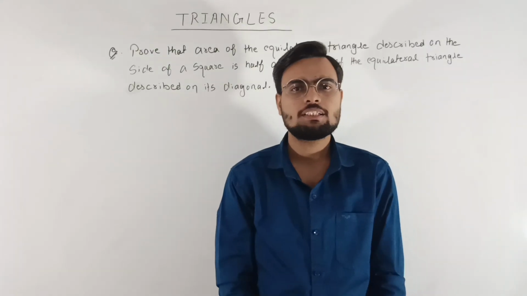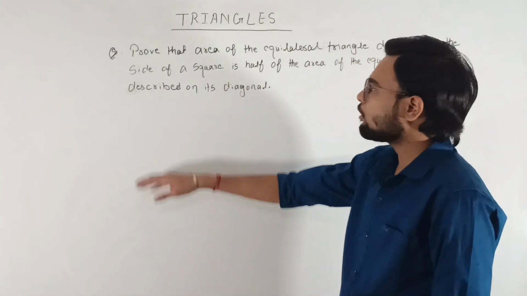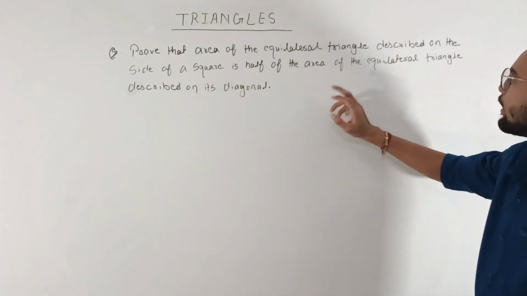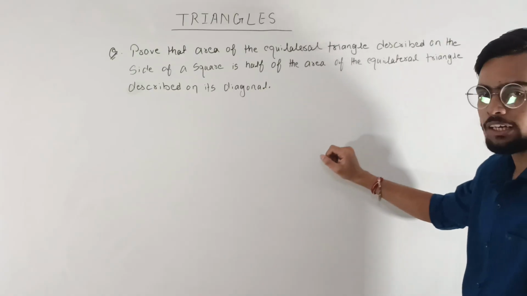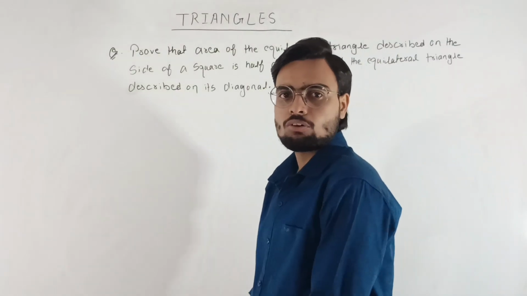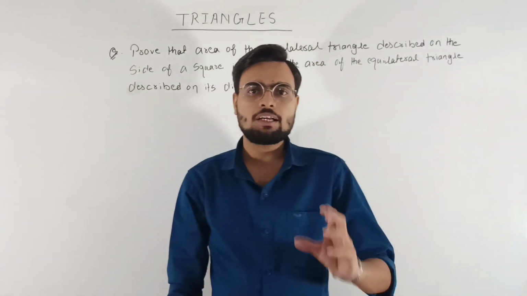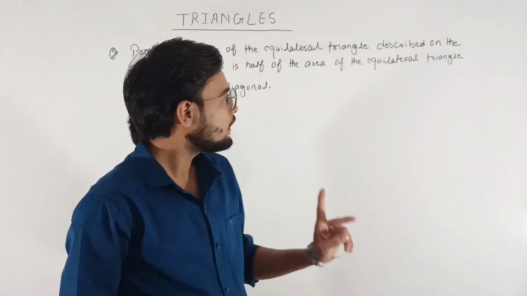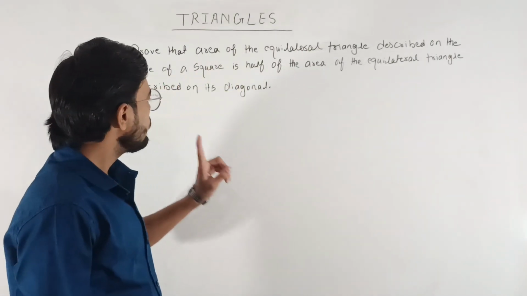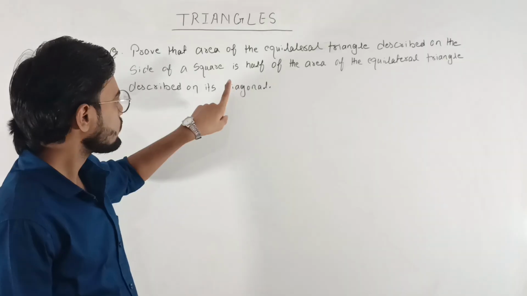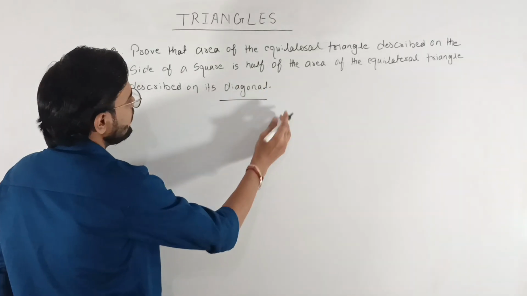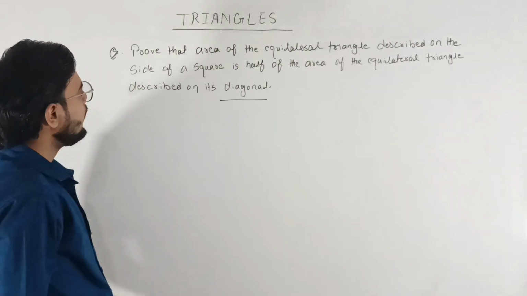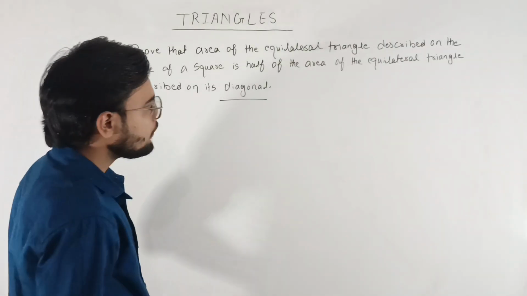Okay. Now let's see our next question. Question is what? Prove that the area of the equilateral triangle described on the side of a square is half of the area of the equilateral triangle described on its diagonal. Now look, the question says there is a square and two equilateral triangles are made on this square. First is on the side of a square and second one is on its diagonal. Then we have to prove the area of this triangle is half of the one on the diagonal.